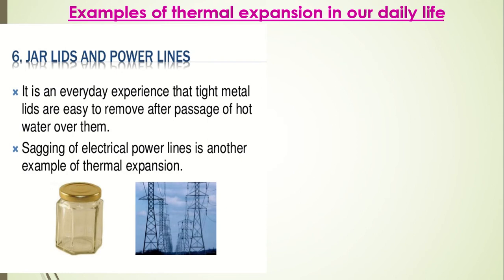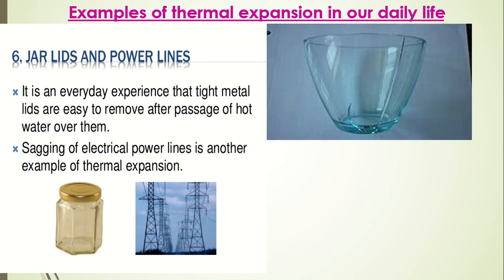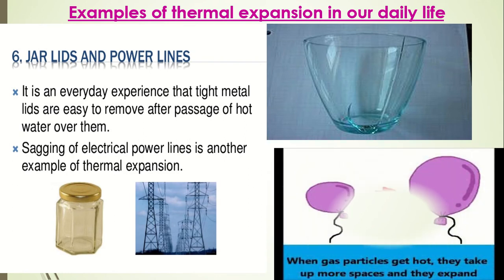Sagging of electrical power lines is another example of thermal expansion. Here sagging in Bengali means ঝুলে পড়া. Due to thermal expansion, for the heat of sunshine, the wires, the electric current lines, sag in the summer season.